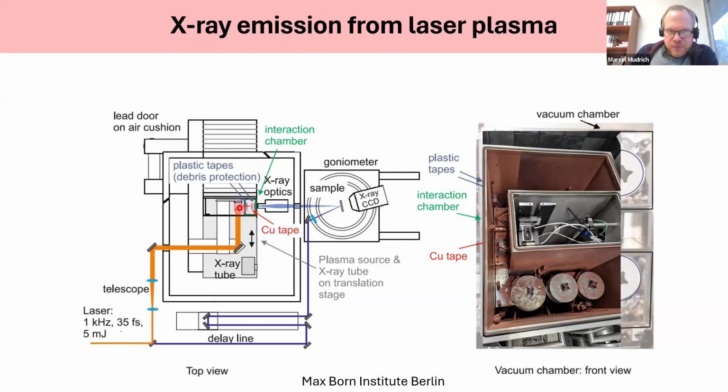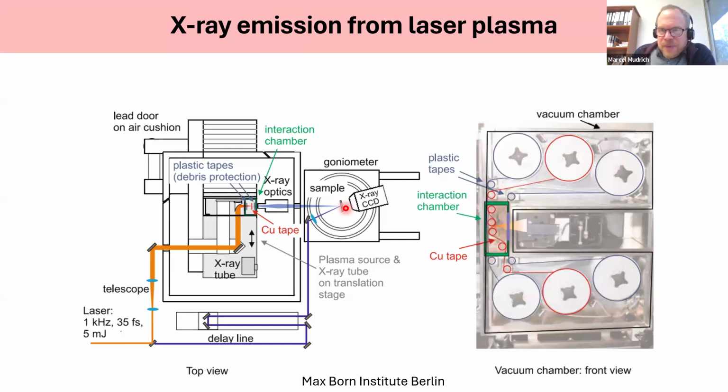By hitting the copper tape and driving the copper into a microplasma in the focus, even X-rays can be emitted, which are then focused by the X-ray optics on a sample. This is a way to do time-resolved X-ray experiments using this plasma emission. In this case, it's a copper tape, but some other materials can also be used.